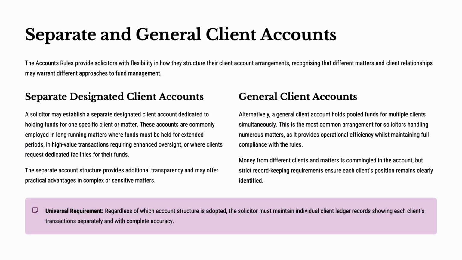Separate and general accounts: a firm may operate a general client account for all clients, or a separate designated client account for one specific client or matter. Designated accounts are often used for long-running or high-value matters where interest is relevant. Regardless of which account is used, the solicitor must keep individual ledgers for each client. Even if you have one account for all clients, you need to keep ledgers for individual clients. No blending, no guesswork, and no saying, I will remember which money belongs to whom.